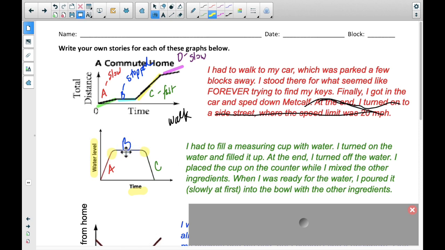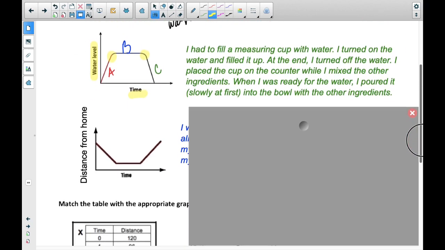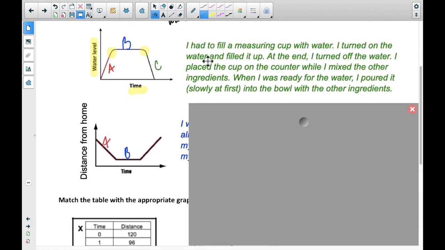Then it's flat. What happens while it's flat? Well, I place the cup on the counter while I mix the other ingredients. And then when I'm ready for the water, I poured it slowly at first into the bowl with the other ingredients. And then I poured it out real fast. So that would be a story that you could go with. And again, with these stories, there's no right answer. You can come up with anything.